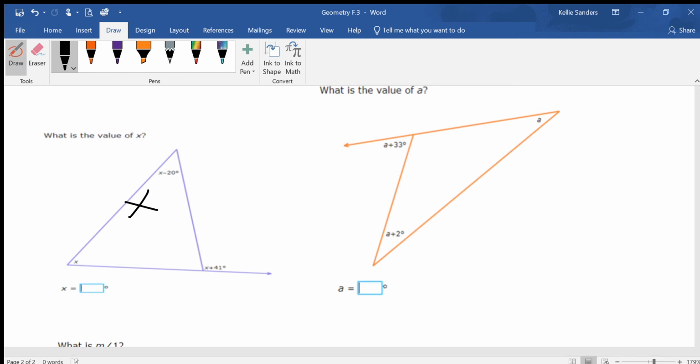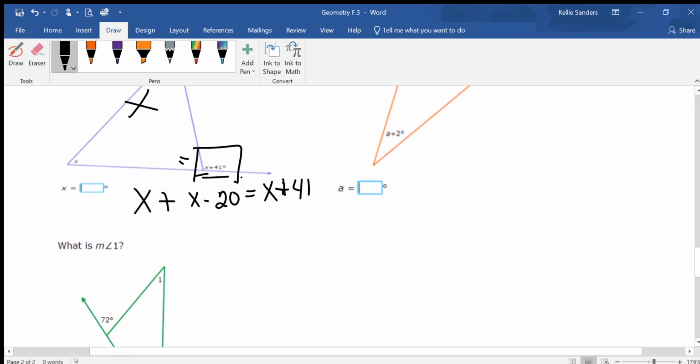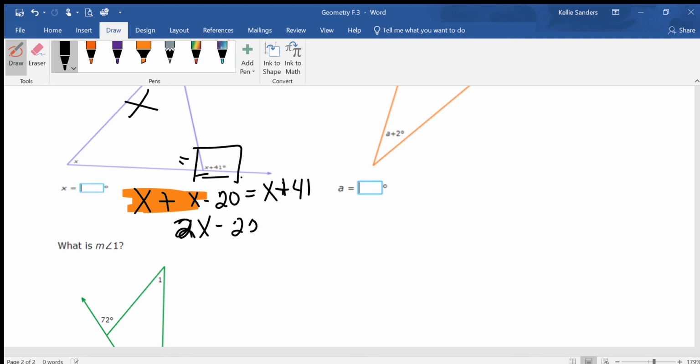I'm going to add these up to equal this, right? So we have x plus x minus 20 to equal x plus 41. I'm going to scoot this up so I have a little bit more room to work. There's two x's right here. So x plus x is 2x minus 20 equals x plus 41. I apologize that you cannot read that.